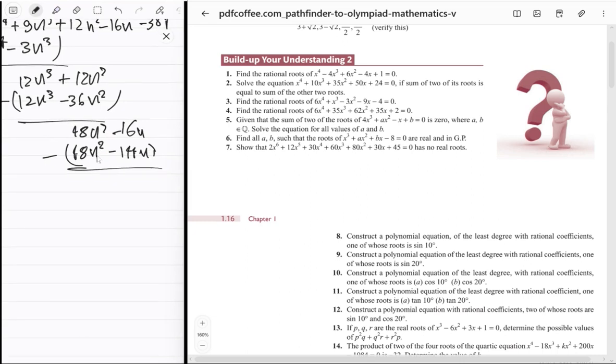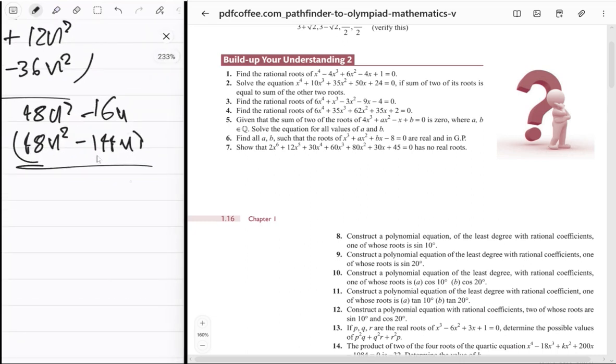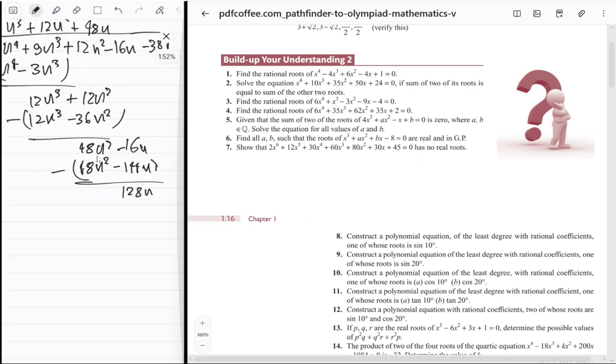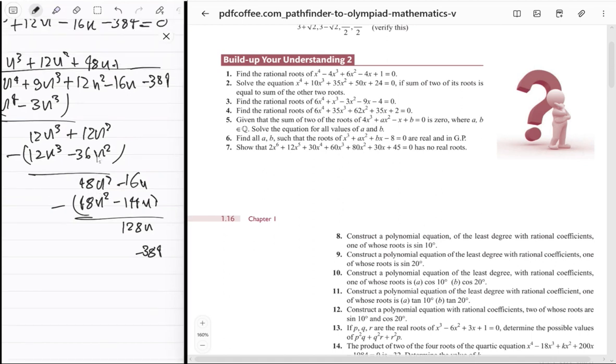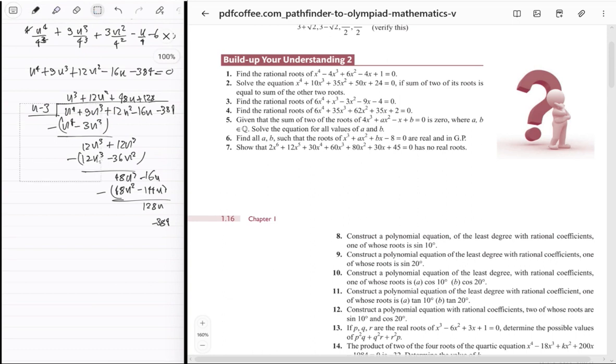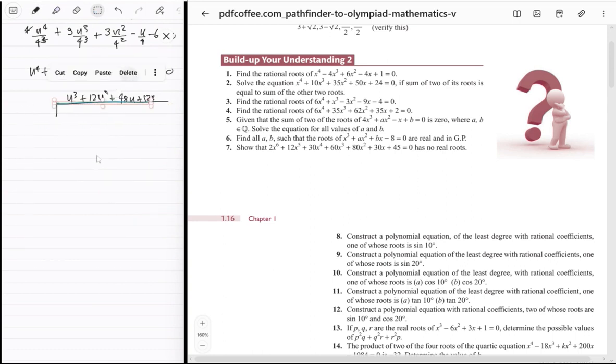Okay, did we do that correctly? Of course we did that correctly. No doubting now. So 144 minus 16, I guess, which is 128u, and then you got this thing minus 384. So I'm guessing it's just going to be plus 128, and this times 3, so 36, and then you got 24, which is 384. Come on, that works out perfectly. So there we go. That's the next thing that we got: u equal to 3, and then you got this thing.